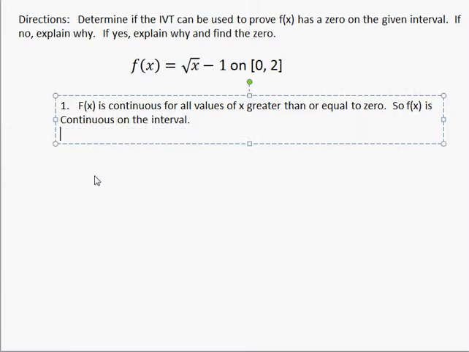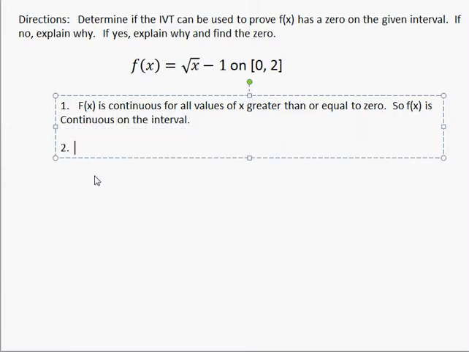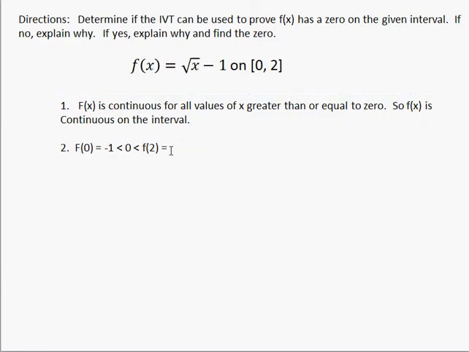Okay, number 2, we got to show that the endpoints are on opposite sides of 0. So f of 0, our first endpoint, is equal to -1. If you plug in that 0, the function you get -1, and that's less than 0, which also happens to be less than f of 2, which is equal to, and I'm not going to type out the square root, but you can go to it here. So f of 2 is equal to the square root of 2 minus 1.